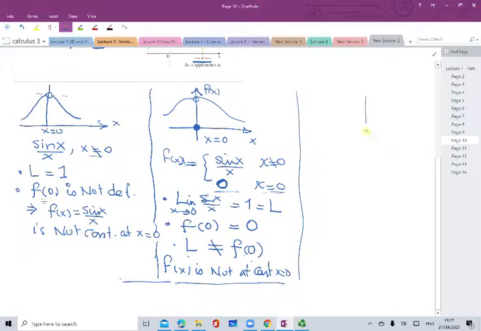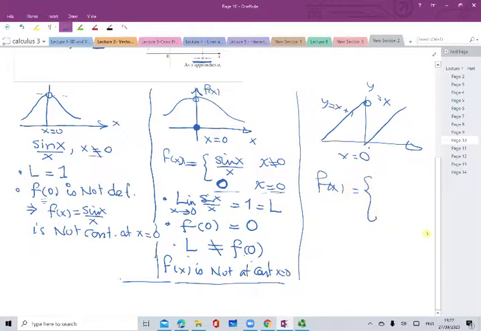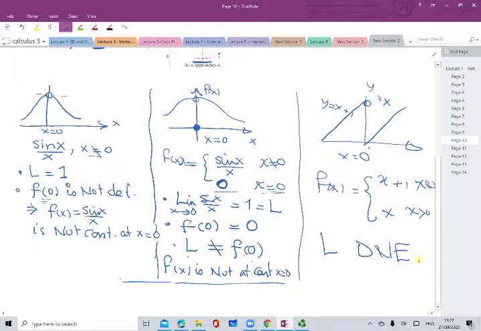I could have a function that looks like this. For example, the one we took before: here y is equal to x, and here y is equal to x plus 1. Definitely the function at x equal to 0 is not defined. But this function f of x, which is defined by x plus 1 and x for x less than 0 and x greater than 0, has a limit that does not exist. Okay, so this function is not continuous.